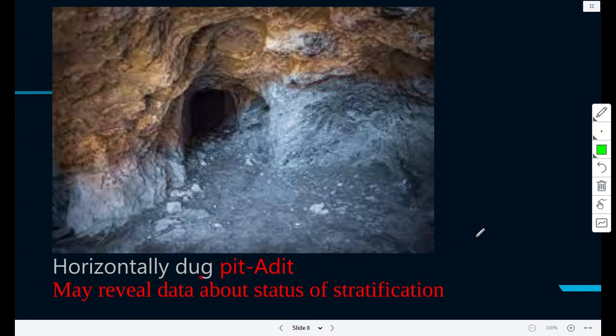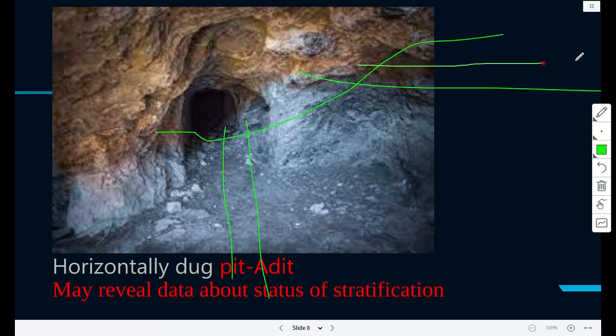Now add adits, horizontal pits. So normally you do pits going down, so that's your pit. Now add horizontal pits. I think we had introduced this before. And in fact, they are more expensive to drill than the normal pit. So these are adits, horizontal pits. And these are pits now.